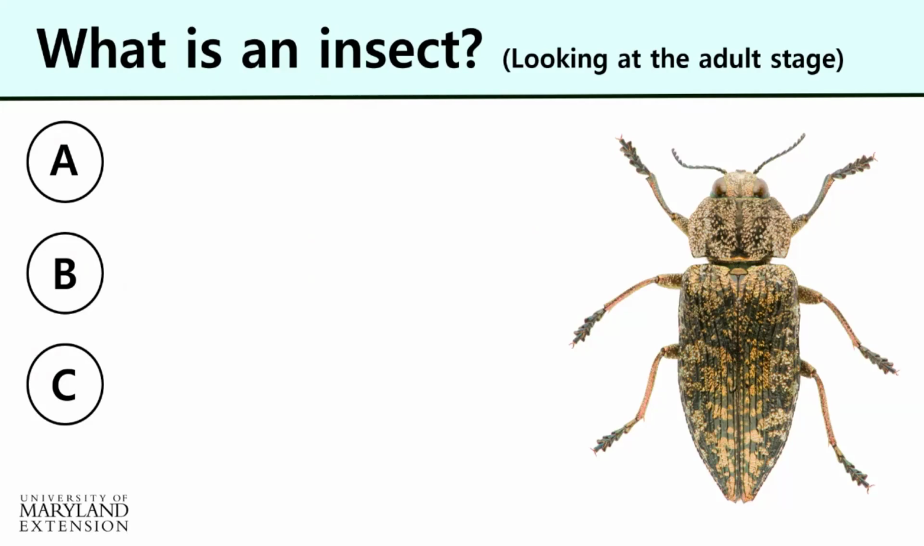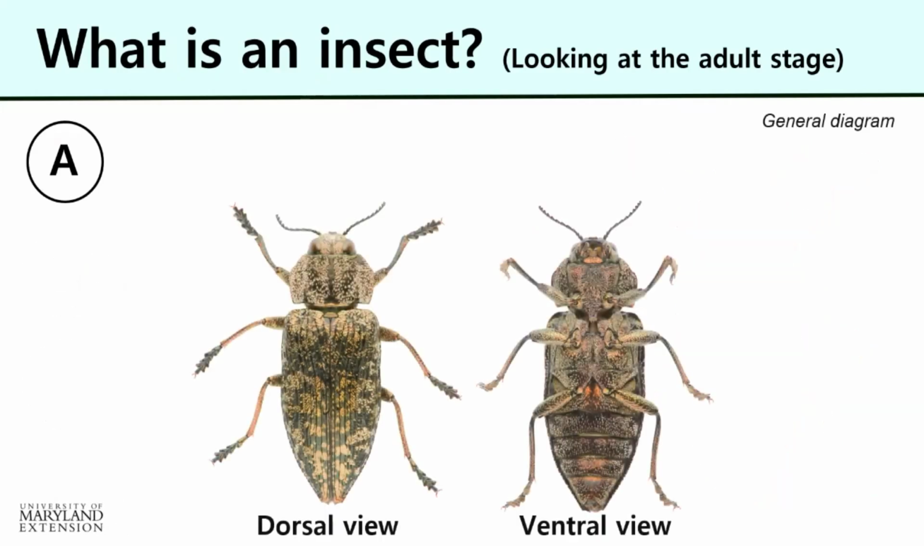So we're going to be talking about traits that make an animal an insect when we're looking at the adult stage of our insect. And there are three main traits. As we're looking at our insects, we'll learn today it's important to get different angles and viewpoints and perspectives of an insect's body because some traits can only be seen from certain angles. So for this first trait, we're going to look at a dorsal view and a ventral view of our example beetle we see here. This is one that belongs to the family Buprestidae, one of our metallic wood-boring beetles.